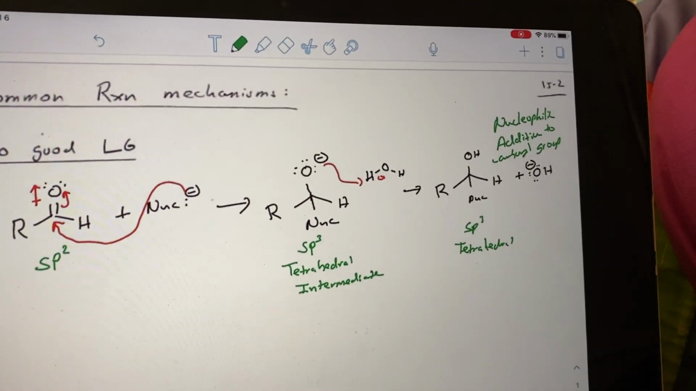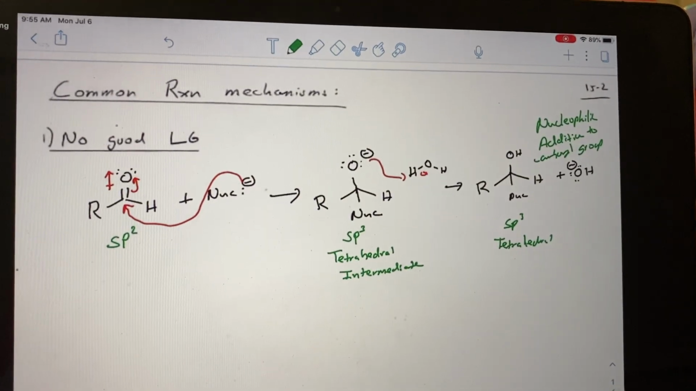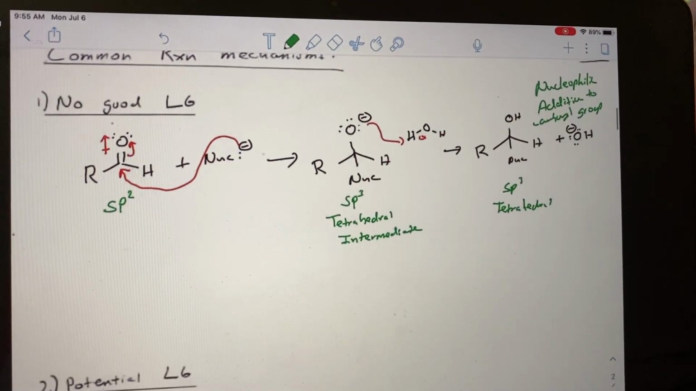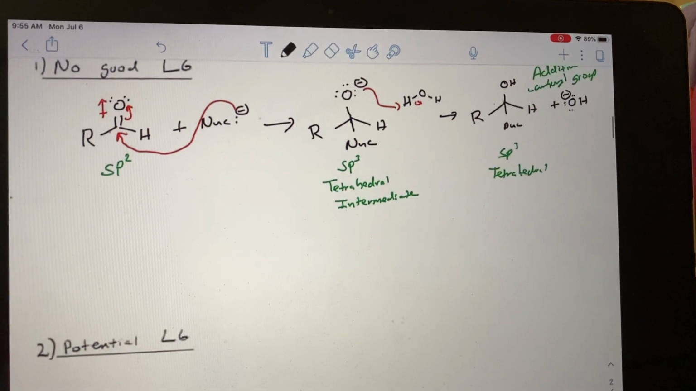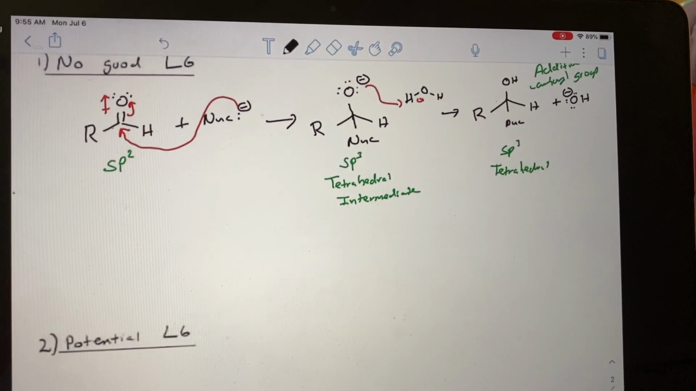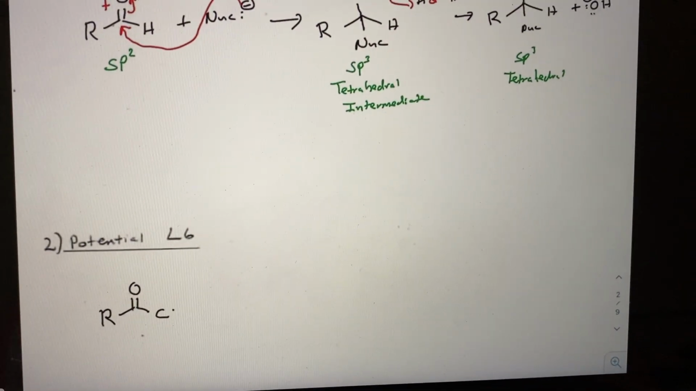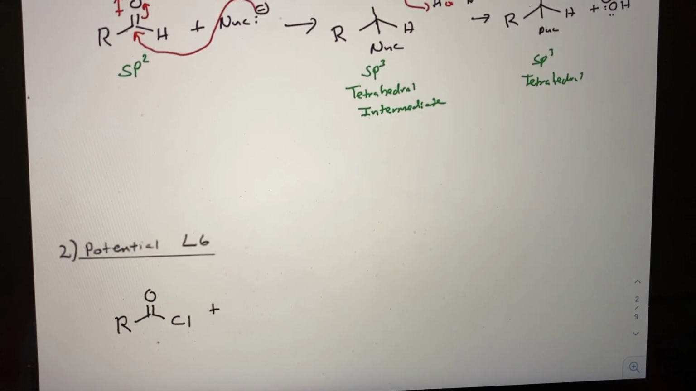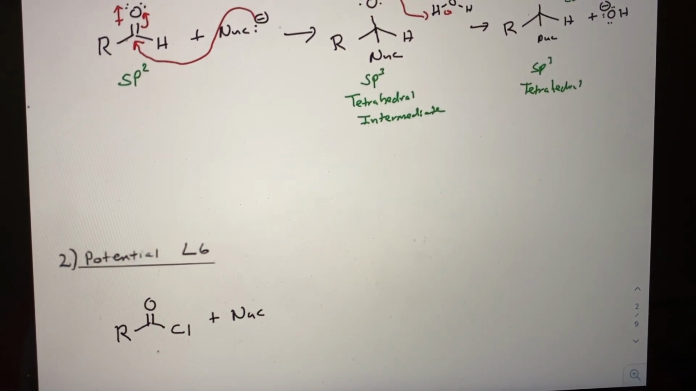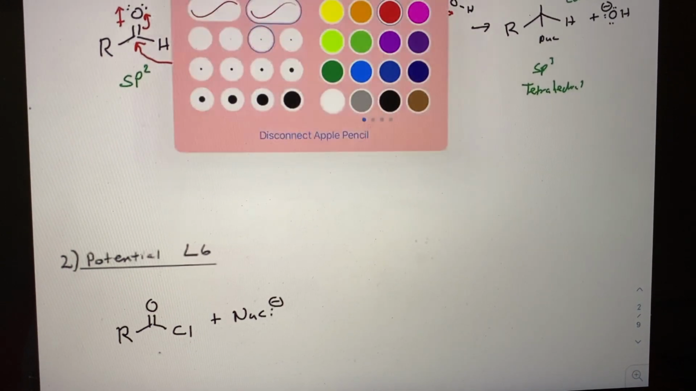Okay, so now let's look at one more general reaction here. Let's say we have a potential leaving group, so you can compare. And we're going to revisit these reactions with more detail. Let's just put a chloro group there. It's a good leaving group. Now, let's have our nucleophile here. So same thing as before.